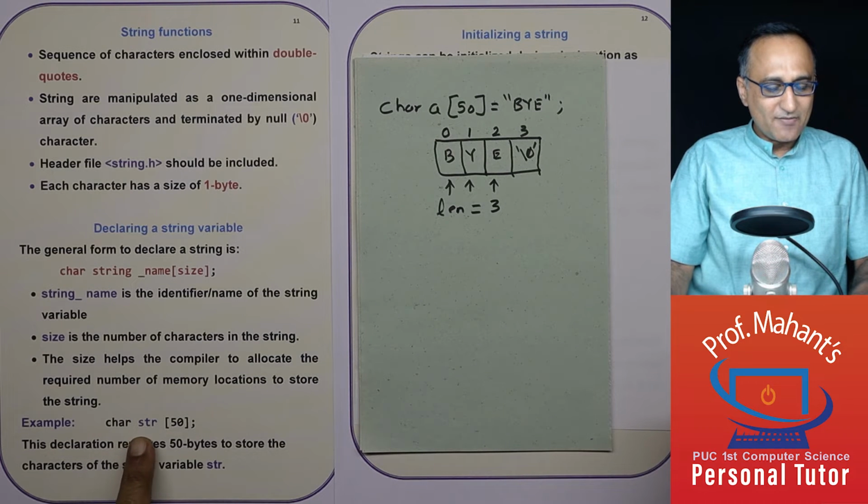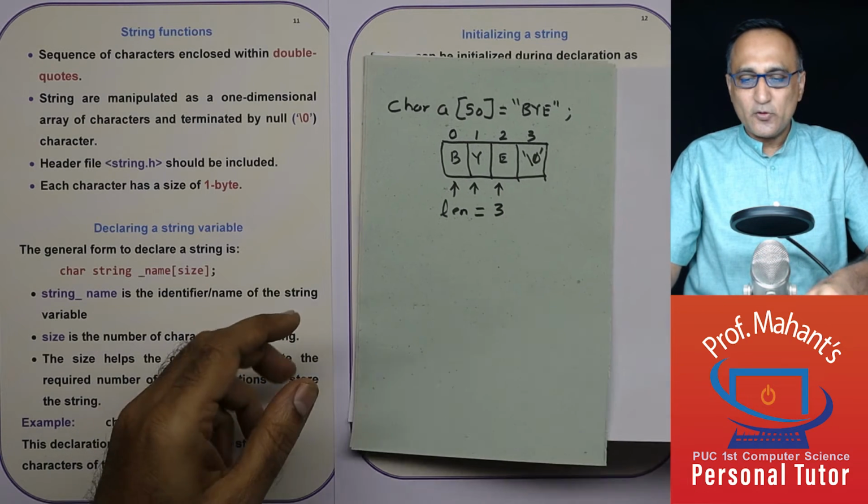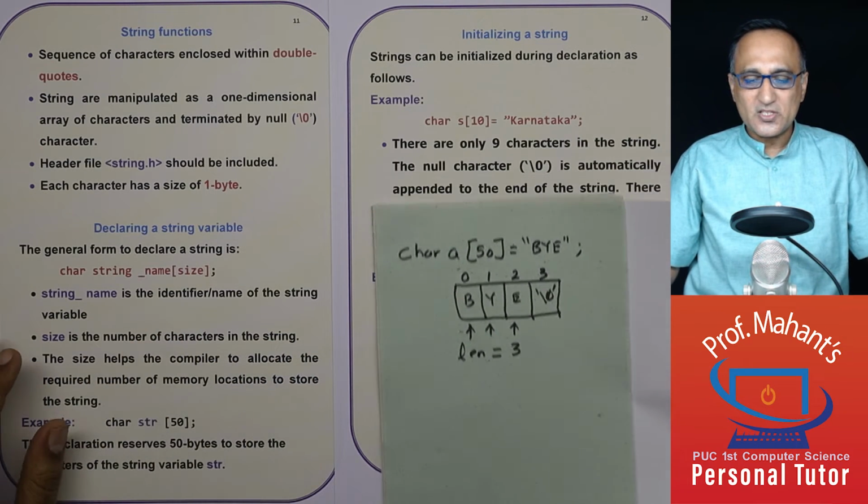If you see here, I have declared str as an array of characters of size 50 and the data type is character. So in this declaration, 50 bytes are reserved for an array named str of the type character. Now let's try to figure out different things with strings.